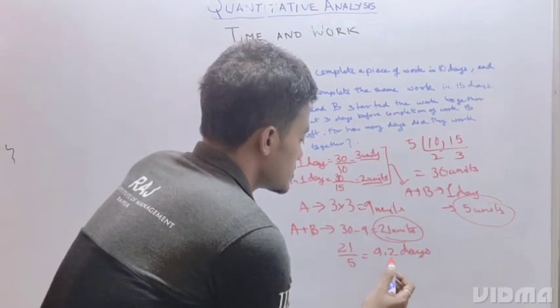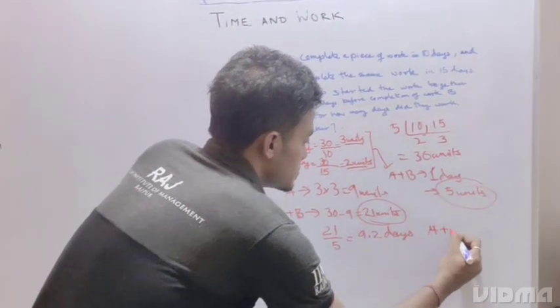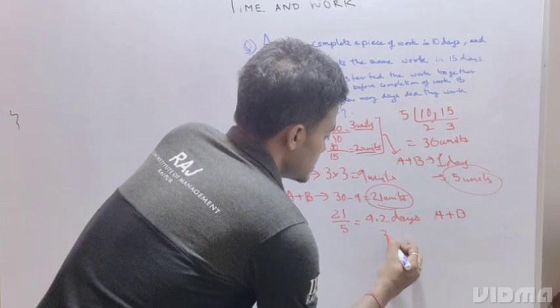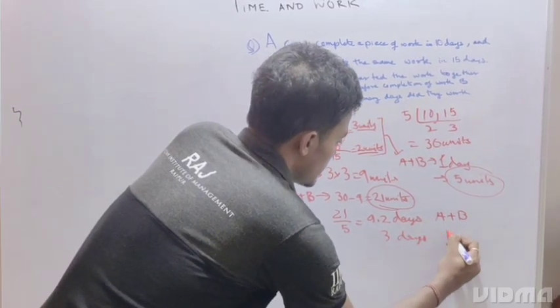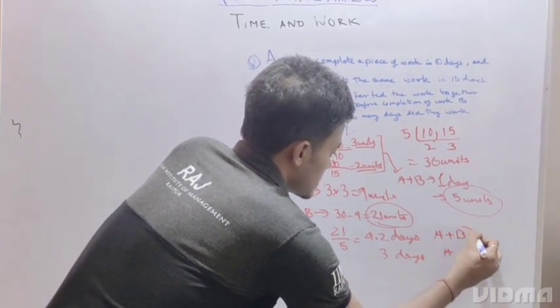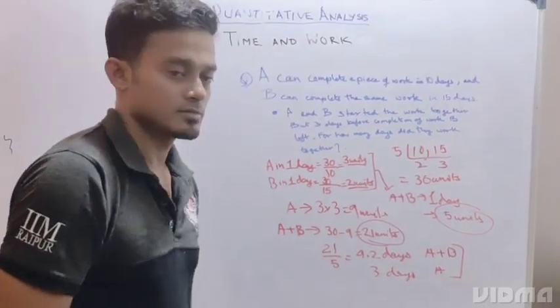So 4.2 days A plus B and 3 days of simply A, and that is how then the total work will be done.